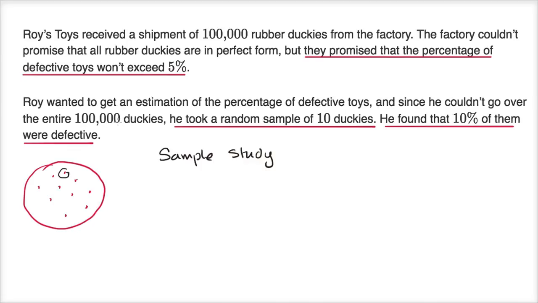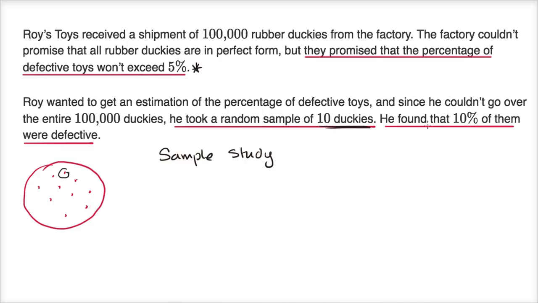Now, the next question is what kind of a conclusion can you make? Since Roy got this shipment, he took a sample and he found that 10% of the sample was defective. He might be all up in arms and say, this toy shipment from the factory, they violated this promise that the percentage of defective toys won't exceed 5%, because I sampled 10 toys and 10% of those 10 toys were defective. Well, that isn't a reasonable conclusion, because this is a small sample.